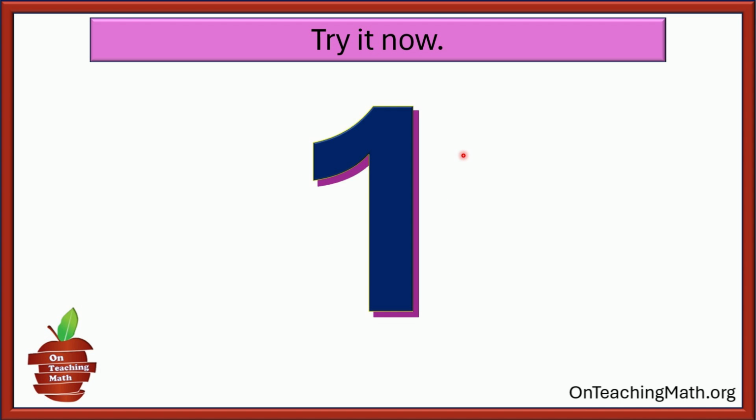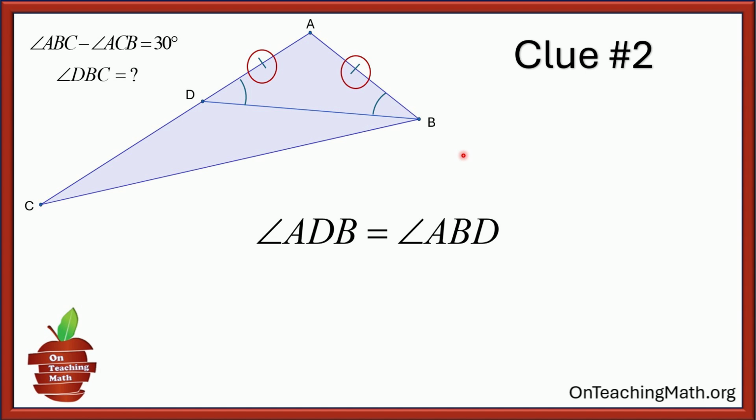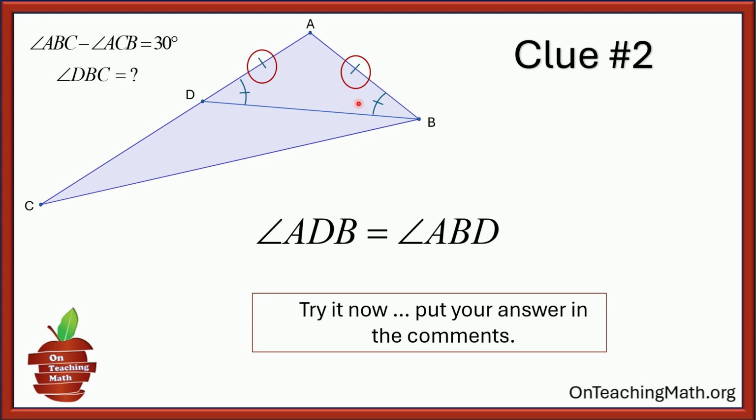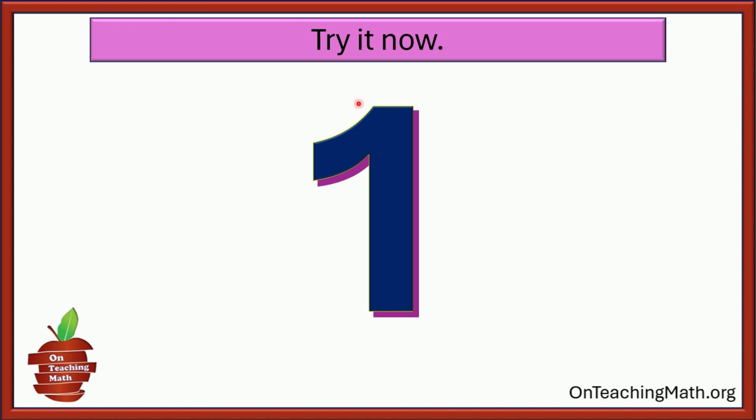Here we go. Clue number 2. Check this out. This is an isosceles triangle. The reason I know that is those 2 marks right there. So AD is equal to AB. So those 2 angles, ADB and ABD, ADB right here and ABD right here, they're equal to each other. So there's your second clue. Go ahead and try it. See if you can figure out what to do right here. Play around with it for a little while. You'll get it. If not, here comes the third clue in 3, 2, 1.